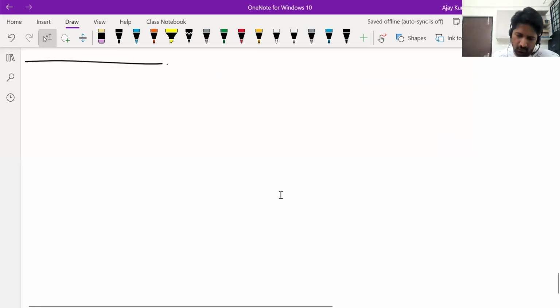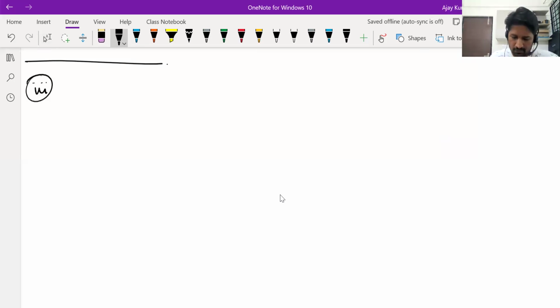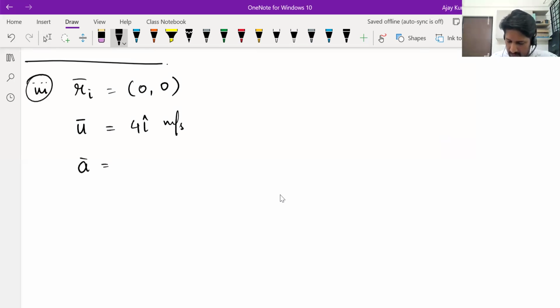Let's try one more case quickly. Do this on your own, all of you. Again, assume the initial position of the particle is the origin itself. Initial velocity is 4 i cap meters per second. Acceleration is, say, 2 j cap meters per second square.